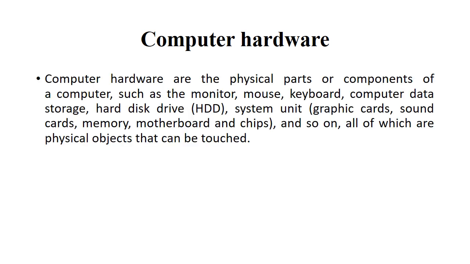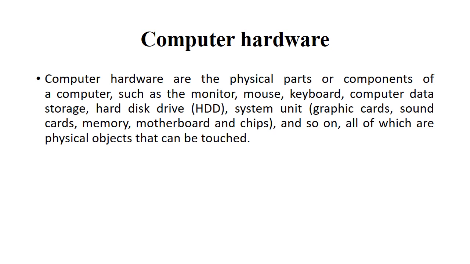Let's define computer hardware. Computer hardware are the physical parts or components of a computer, such as the monitor, the mouse, the keyboard, computer data storage, hard disk drive, system unit which comprises graphic cards, sound cards, memory, motherboard and chips, and so on, all of which are physical objects that can be touched.